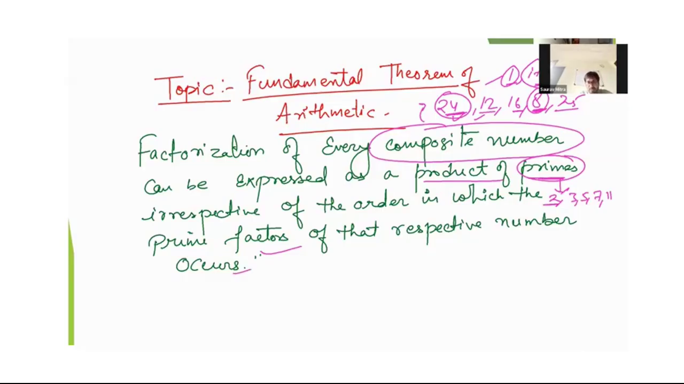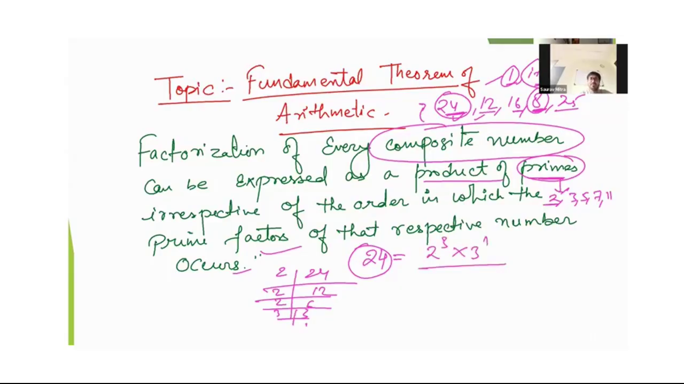Basically, we know how to calculate the LCM. With the help of this method, a composite number can be expressed as a product of prime numbers. How? See, 12: 2, 12; 2, 6; 2, 3; 3, 1. So it can be written as 2 to the power 3 into 3. This is what the theorem is saying. Every composite number can be expressed as a product of prime numbers, and they may have some powers also. This is what the Fundamental Theorem of Arithmetic is saying.